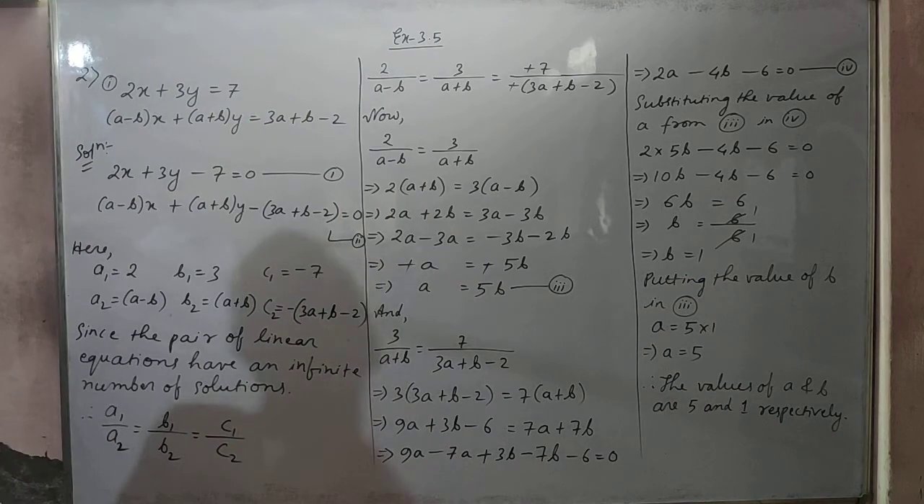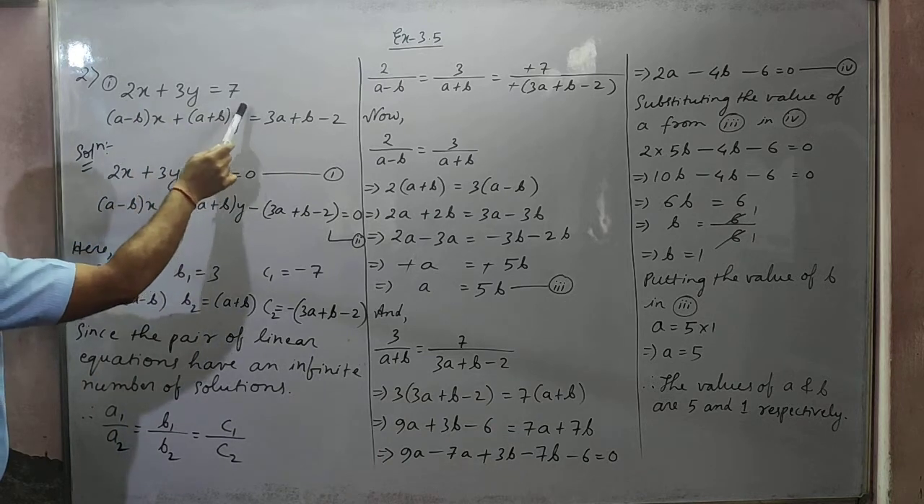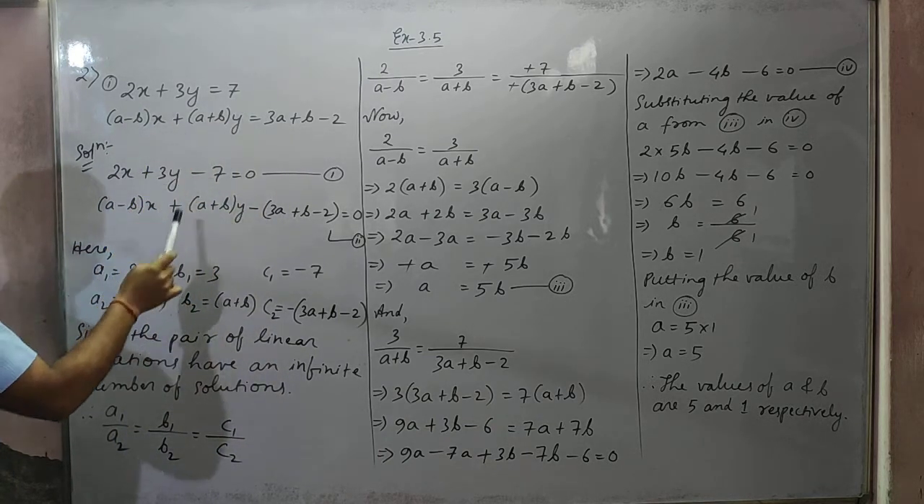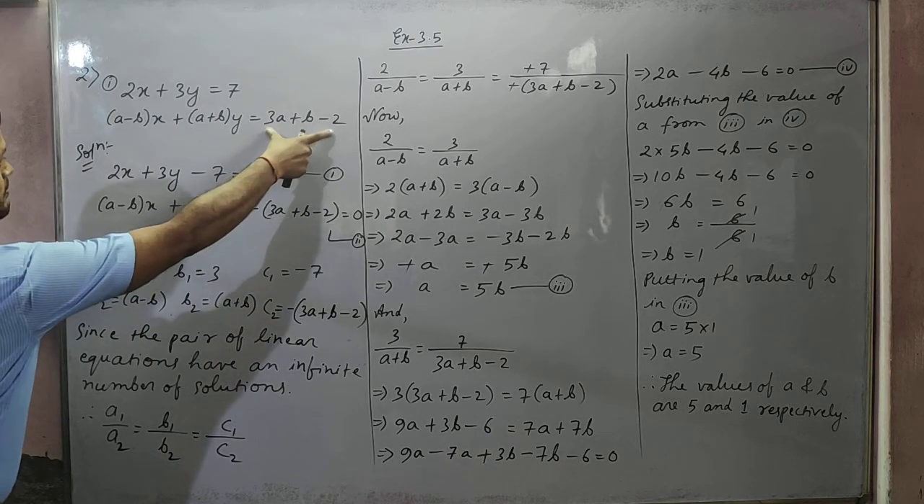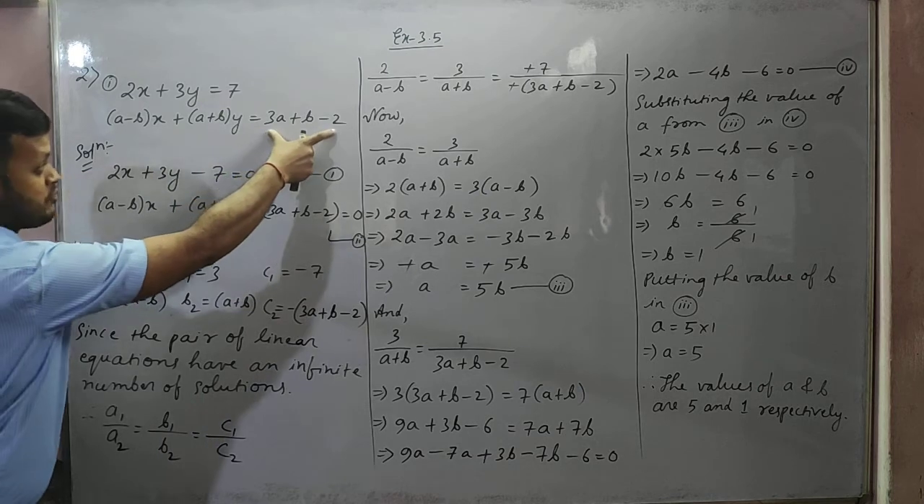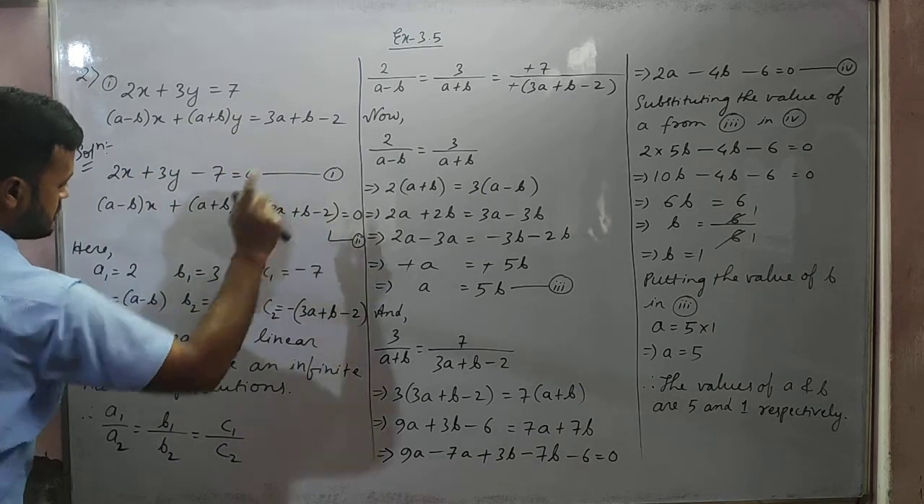Okay. So 2x plus 3y is equal to 7. See carefully, 2x plus 3y is equal to 7. I have brought the 7 to the left hand side, minus 7 is equal to 0. Then (a minus b)x plus (a plus b)y: this full term I have kept in bracket and brought to the left hand side. So minus 3a plus b minus 2 is equal to 0.